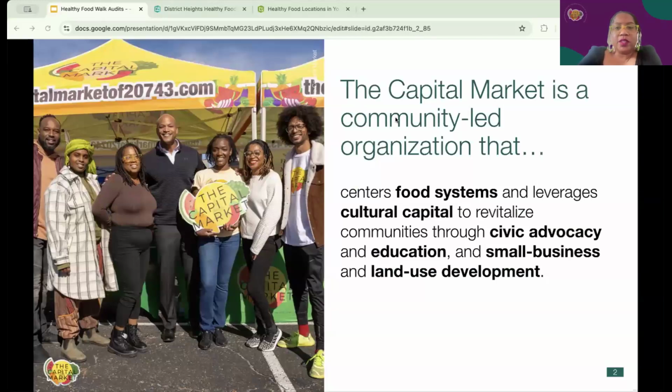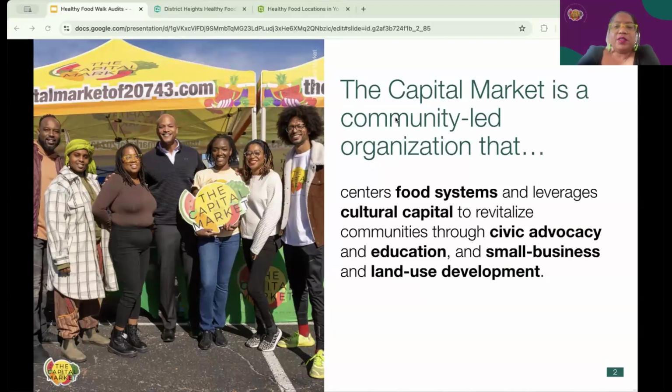So one of the most important things for me is that I am a lifelong Prince Georgian. I'm a descendant of farmers and land workers, both who were forcibly required to work the land as enslaved people, but also people who chose to grow food as a way to build community, connection, and hope for the future.